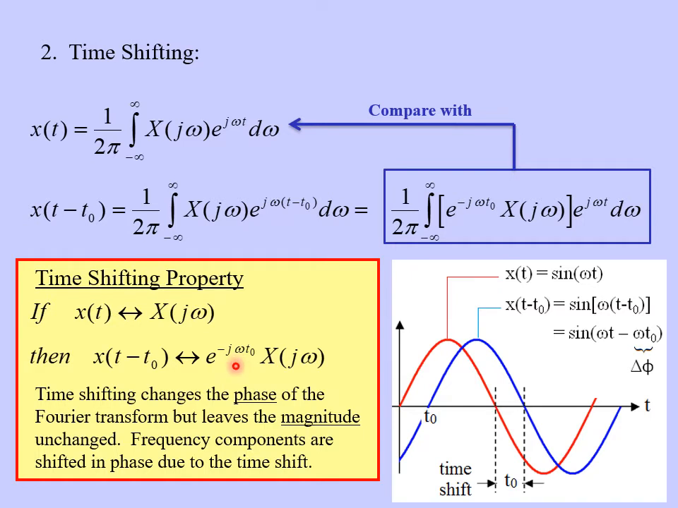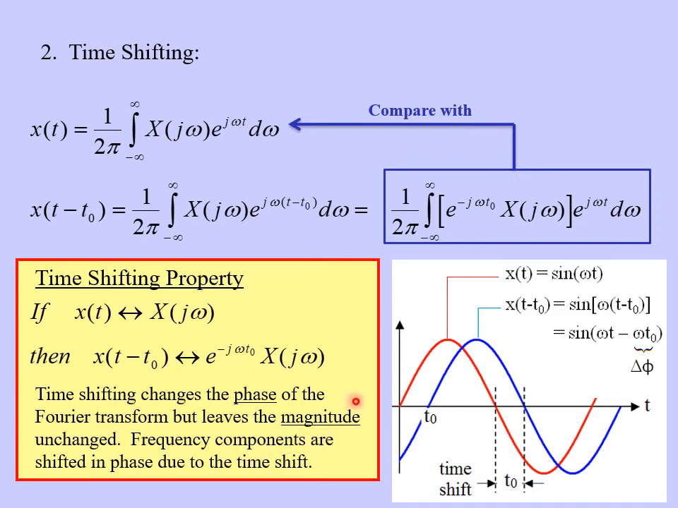So the meaning of all this is that time shifting changes the phase of the Fourier transform, but leaves the magnitude unchanged. Because remember, this complex exponential function has a magnitude of exactly 1. But obviously it has a different phase. It doesn't have a phase of 0. It has a phase of minus omega times t naught. So this tells us that the frequency components are shifted in phase due to a time shift.